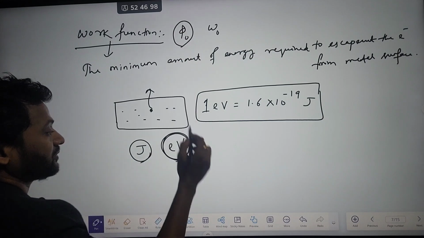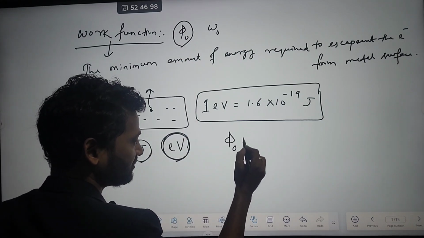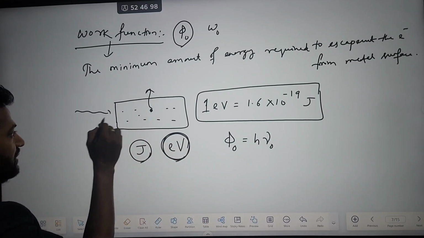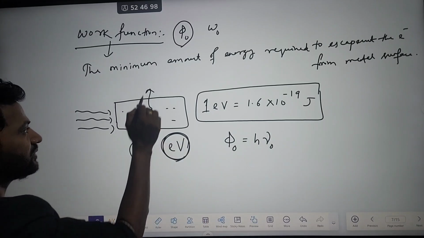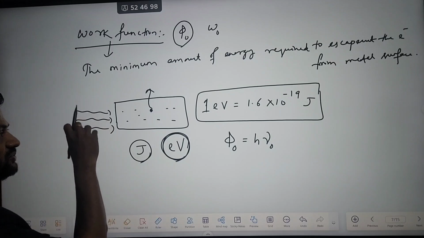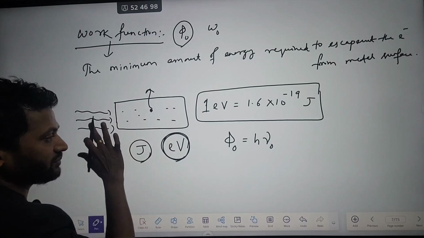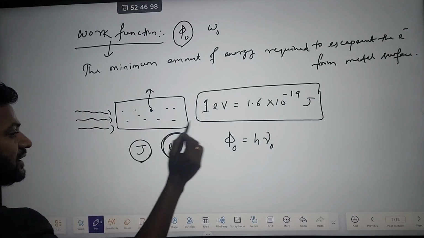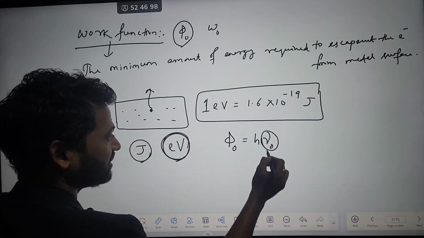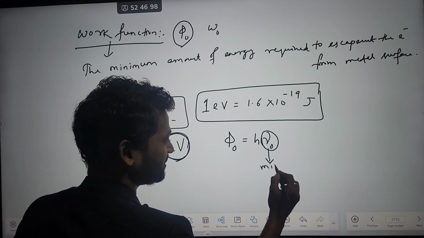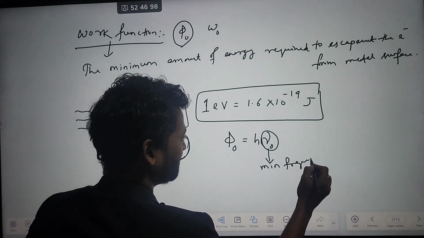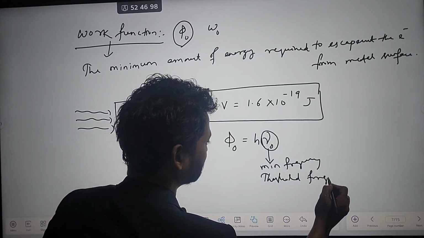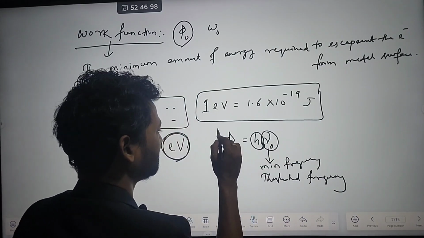There is one more formula for work function. Work function is equal to h into nu naught. What is nu naught? When light falls on a metal surface, then the electron escapes out. The minimum energy required to escape out the electron is called work function. If we give this energy in terms of photon or light, it has some threshold frequency. So nu naught is the minimum frequency, technically we can say it is the threshold frequency, and h is Planck's constant.